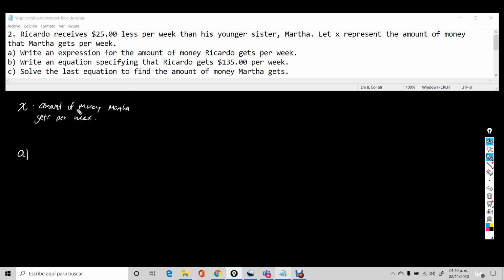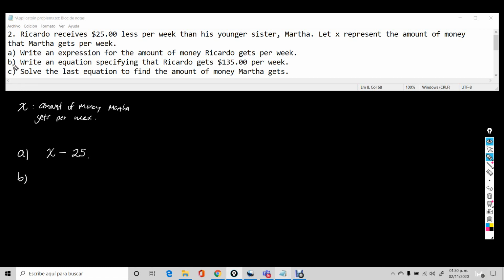Well, if X is the amount that Martha gets per week, and if we know that Ricardo receives $25 less than Martha's money, well, then this expression, the expression that should be the answer for A, should be X minus 25. This whole expression, X minus 25, is the amount of money that Ricardo gets per week, because he will get the same money as Martha, which is X, minus $25, according to my first statement. So there you go. Very simple.